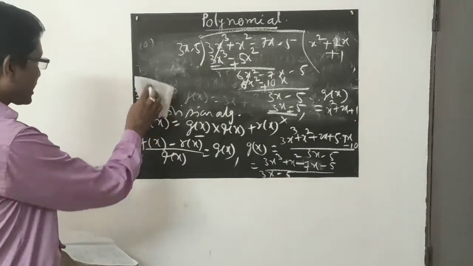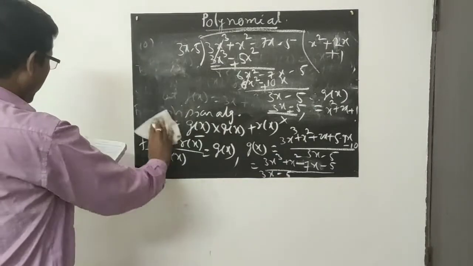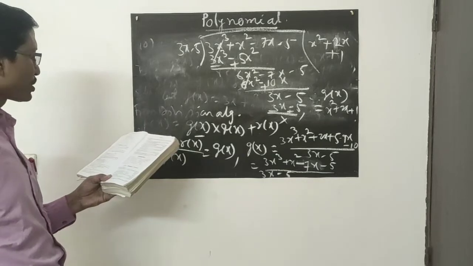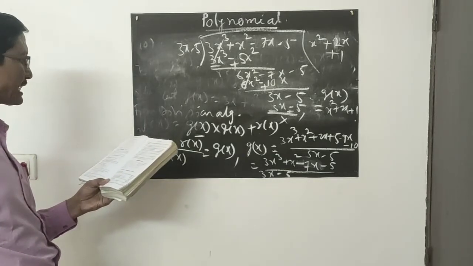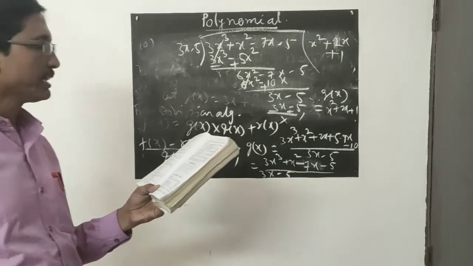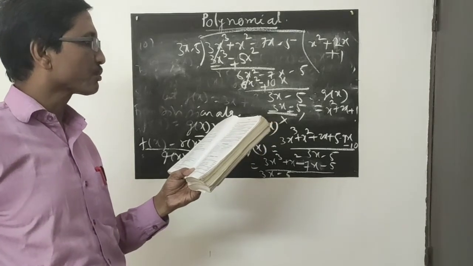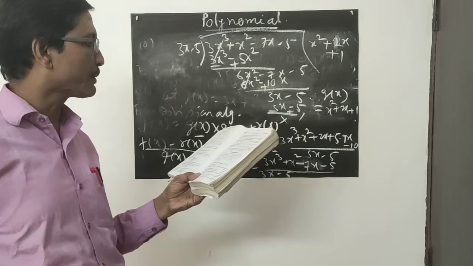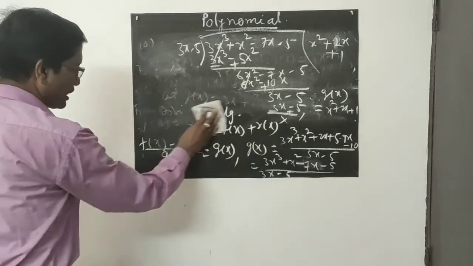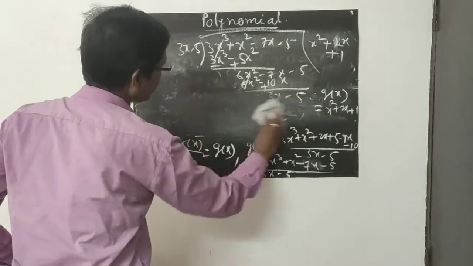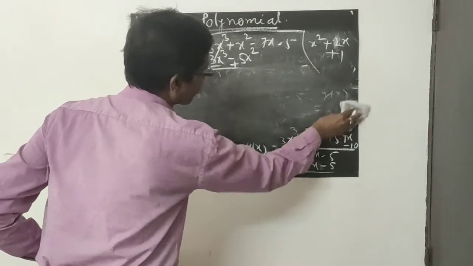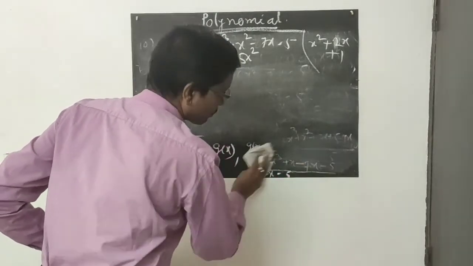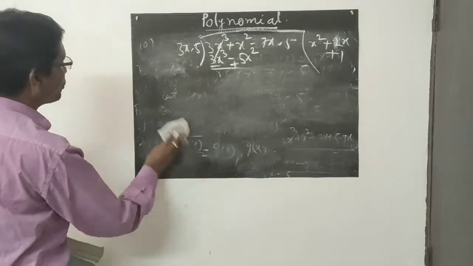We can go with this. Let's see the question in your book also. Question number 16 in this exercise. Find all the zeros of x4 plus x cube minus 23x square minus 3x plus 60, if it is given that 2 of its zeros are root 3 and minus root 3. Means the polynomial is given and 2 of its zeros are also given. You have to find out the other zeros.